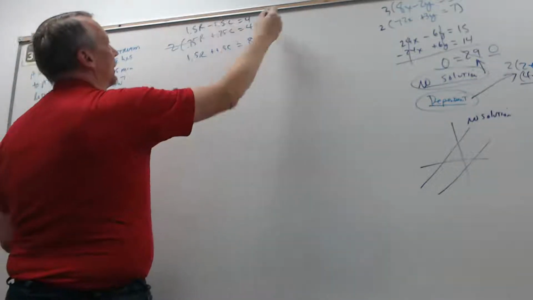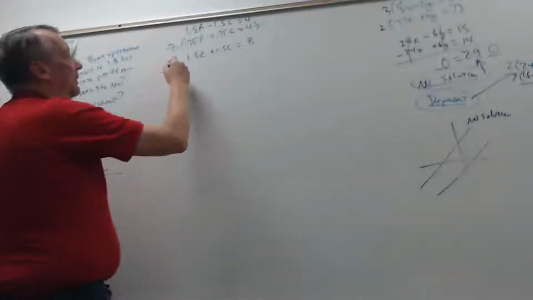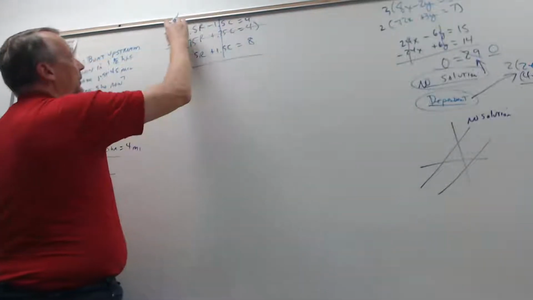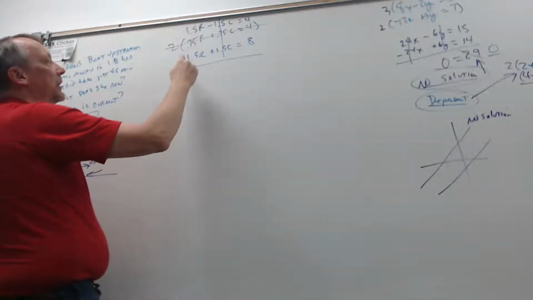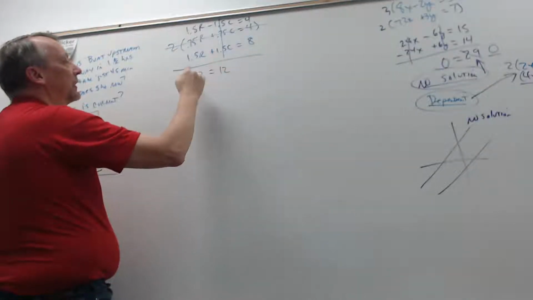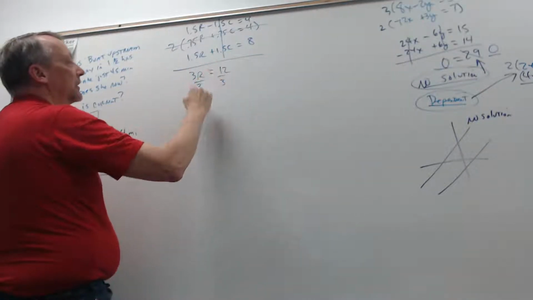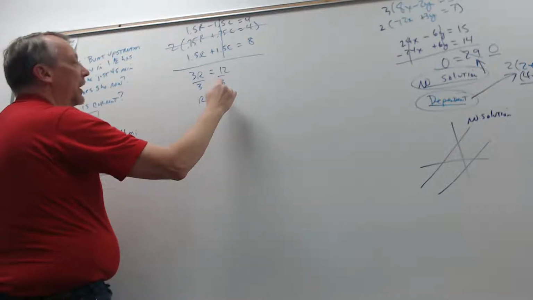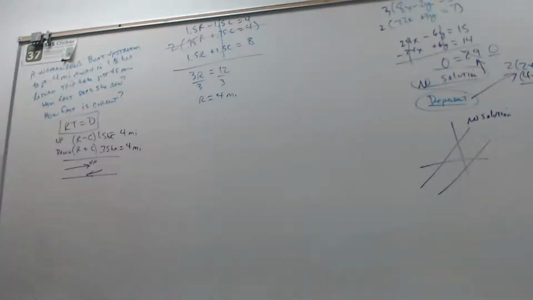So this is no longer here, correct? Now what? So then we just add them. Add them up, right? Because these are going to go away. So 1.5 plus 1.5 is 3R equals 12. Divided by 3. So her rate is 4 miles per hour, correct?